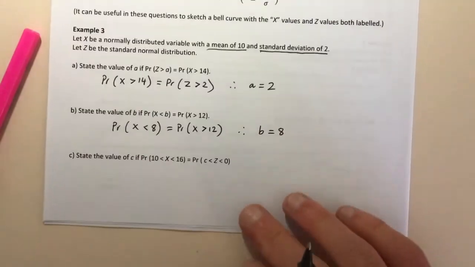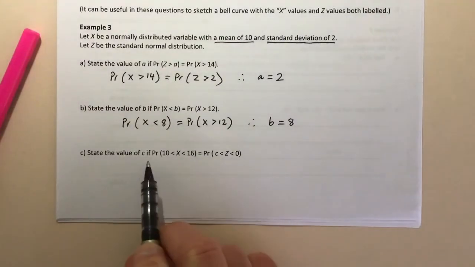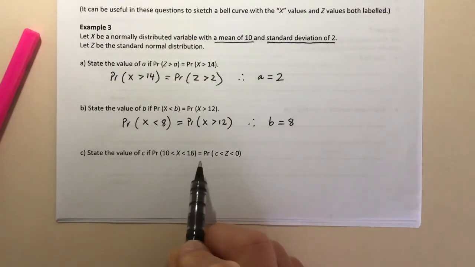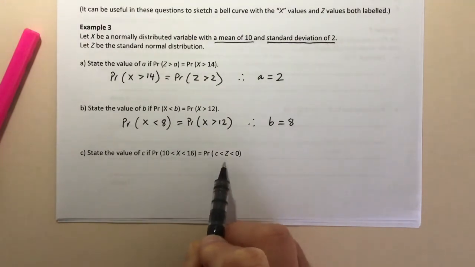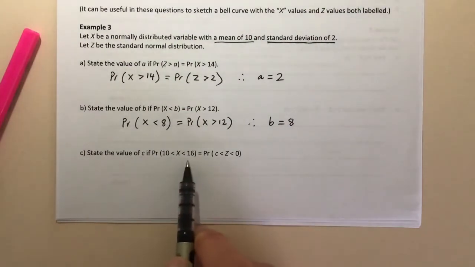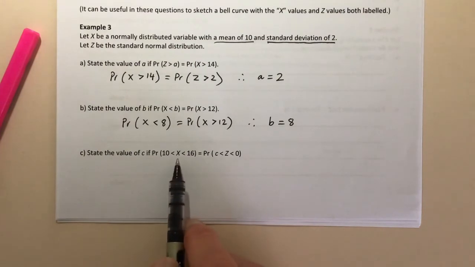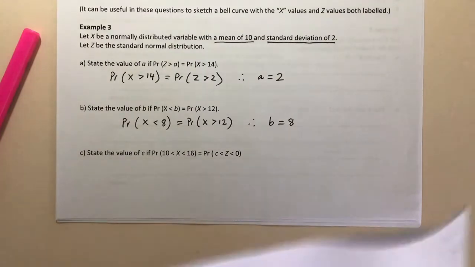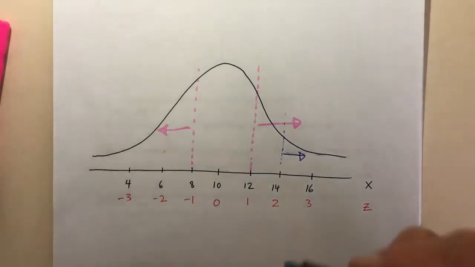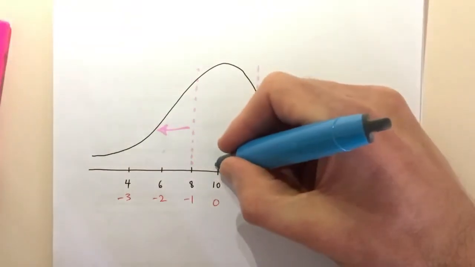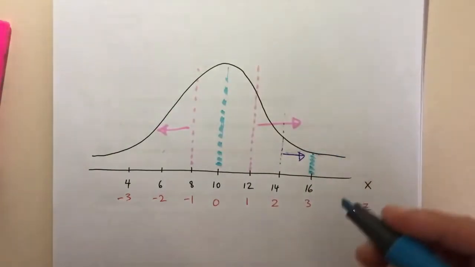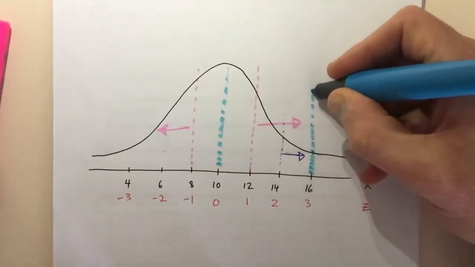And finally, and this looks like a pretty tricky one, state the value of c if the probability that x is between 10 and 16 is the same as the probability that z is between c and 0. All right, so what I'm going to do is take the one that's got just numbers in it, so the probability that x is between 10 and 16. And I'm going to extend that up.